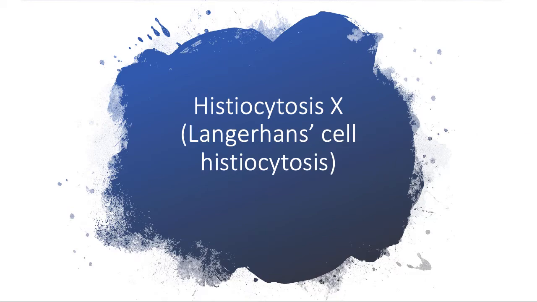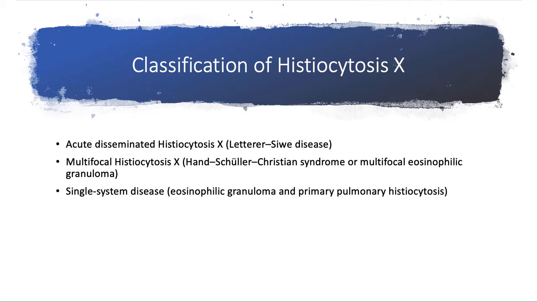Histiocytosis X, also known as Langerhans cell histiocytosis, encompasses a group of disorders of unknown origin with widely diverse clinical presentations and outcomes, characterized by infiltration of the involved tissues by large numbers of Langerhans cells, often organized into granulomas. The classification of histiocytosis X clinical patterns developed by the Histiocyte Society is based chiefly on the number of organs involved.